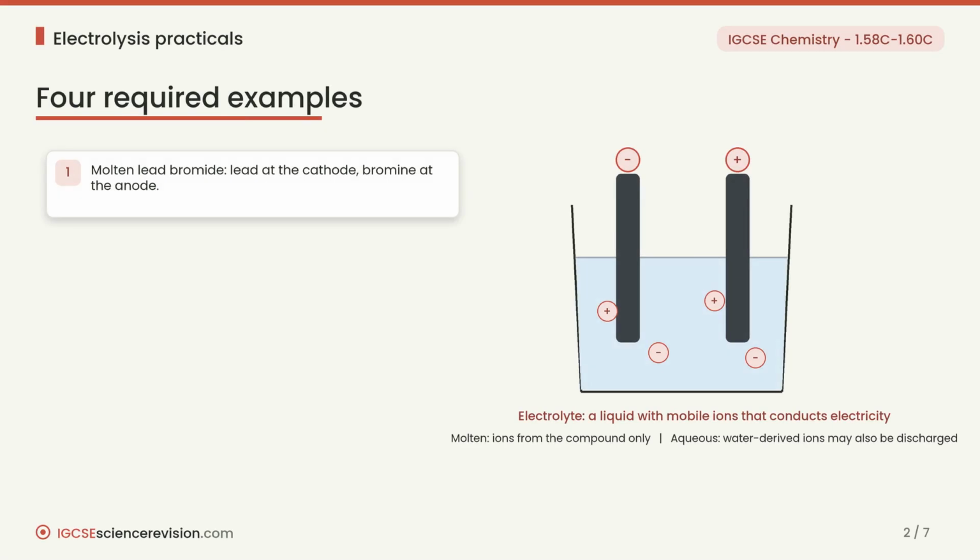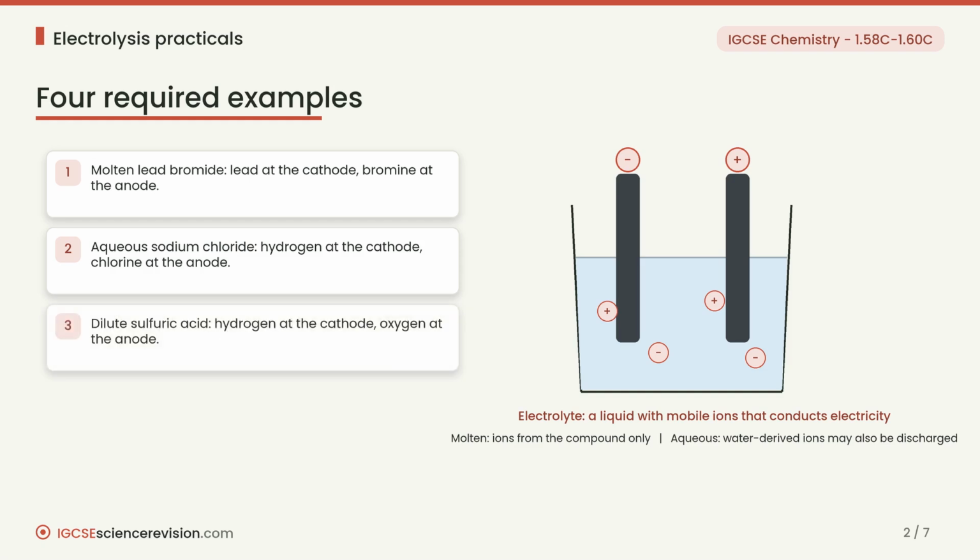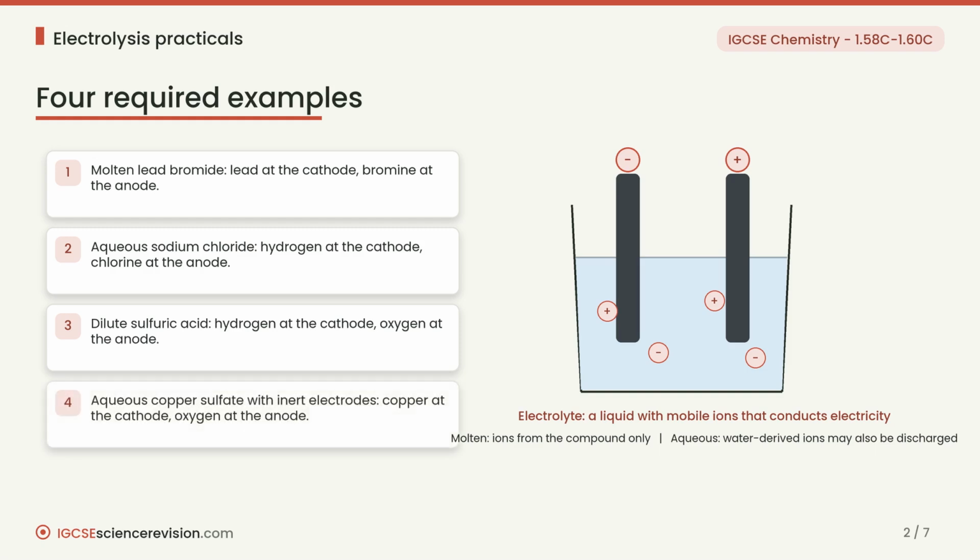Molten lead bromide forms lead at the cathode and bromine at the anode. Concentrated aqueous sodium chloride forms hydrogen at the cathode and chlorine at the anode. Dilute sulfuric acid forms hydrogen at the cathode and oxygen at the anode. Aqueous copper(II) sulfate with inert electrodes forms copper at the cathode and oxygen at the anode.